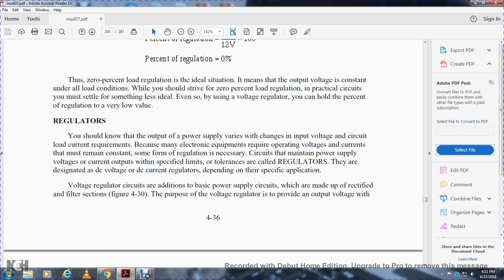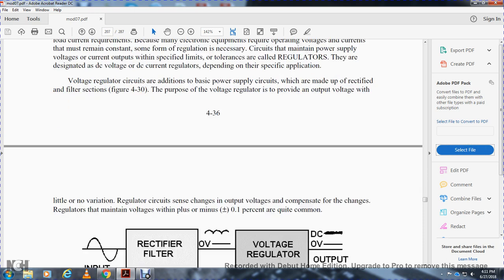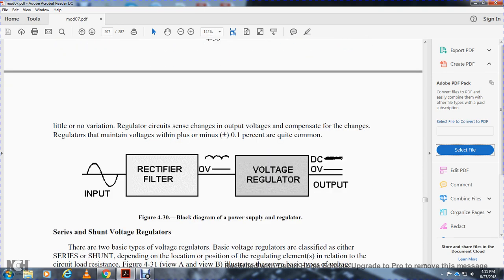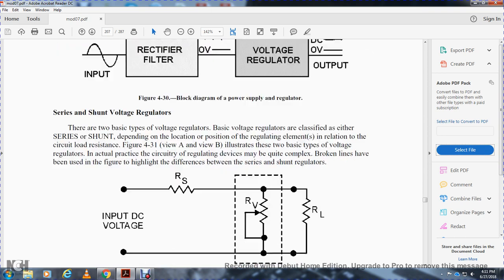A voltage regulator is a circuit added to the basic power supply circuit, which might be added after the rectifier and filter section. The purpose of the voltage regulator is to provide an output voltage with little or no variation. The regulator circuit senses the change in the output voltage and compensates for the change. Regulators that maintain voltage within plus or minus 0.1% are quite common. So the input goes through the rectifier and filter, then the voltage regulator, to the DC output voltage.